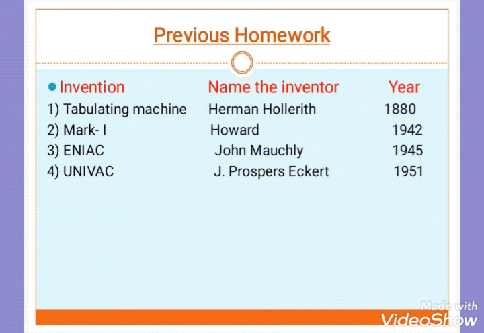Second, Z3 Mark I. It was invented by Howard in the year 1942. Third, ENIAC. It was invented by John Mauchly in the year 1945. Then the fourth one, UNIVAC. It was invented by J. Presper Eckert in the year 1951.